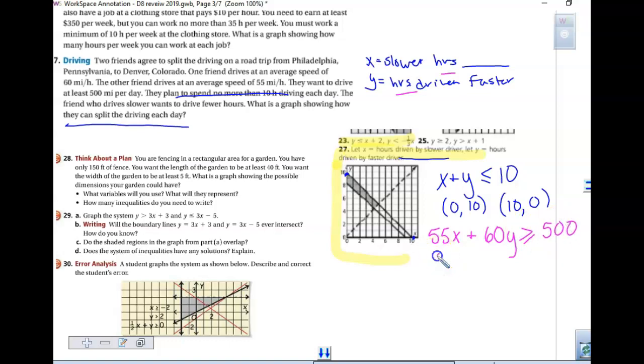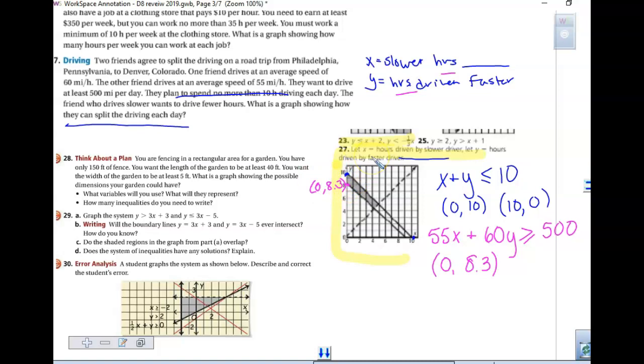Well, again, this time take out those calculators if you need to. If I replace X with 0 in this equation, I'm going to have 60Y equals 500. 500 divided by 60 gives me how much? 8 what? 8.3. I'm going to put that point right here. This is 0, 8.3. And I'm going to be shading above, okay?